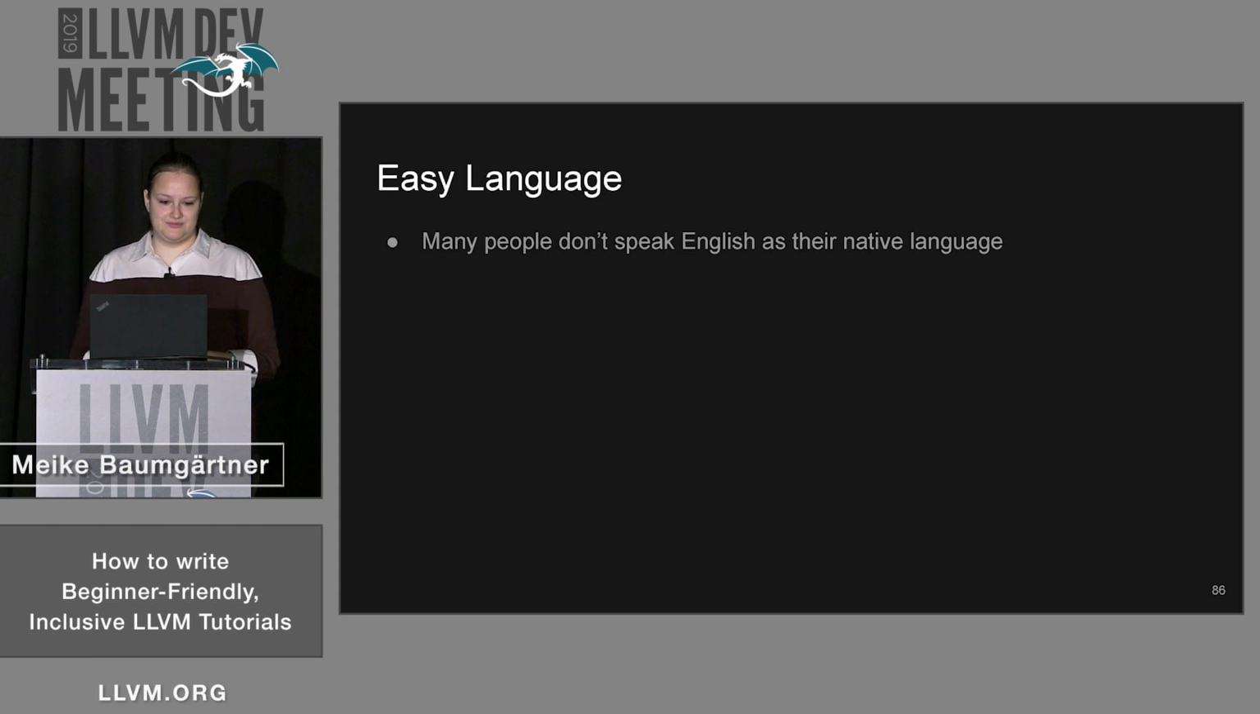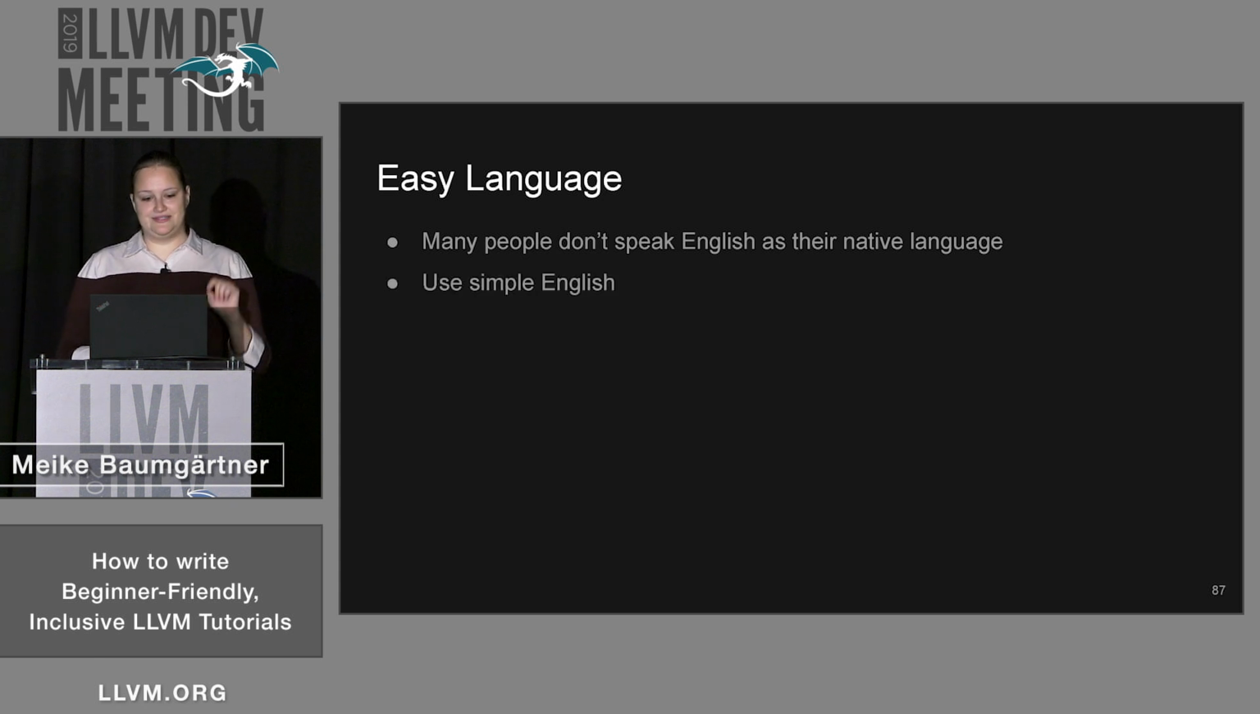And last but not least, easy language. Many people don't have English as their native language, and even if they speak it fluently, they have deficiencies in vocabulary. So don't use overcomplicated words. We don't need Shakespearean English to explain compilers. Use really simple English, as simple as you can get to convey the meaning.